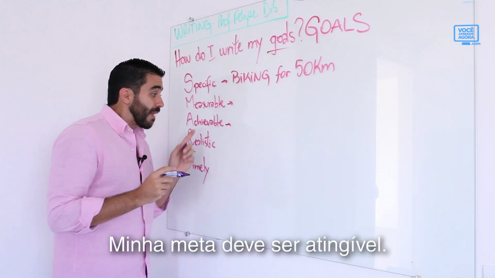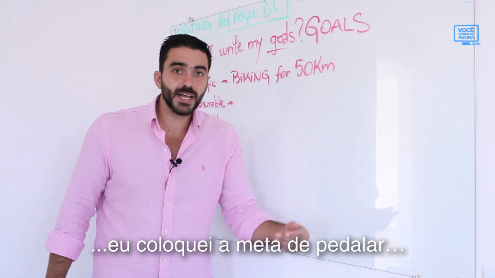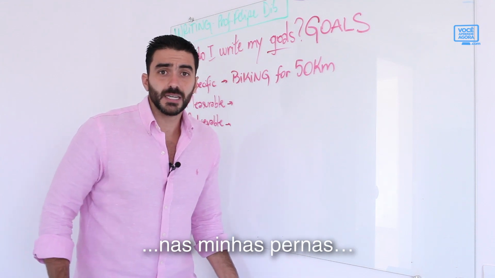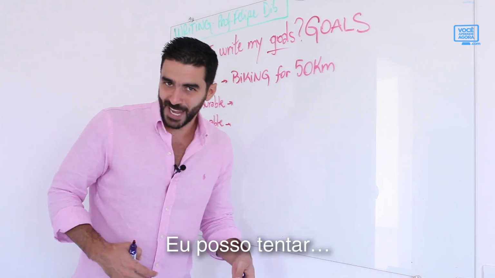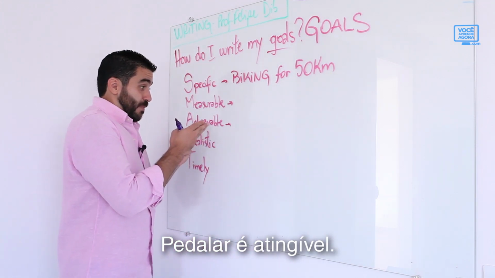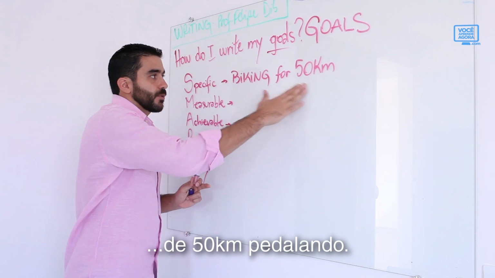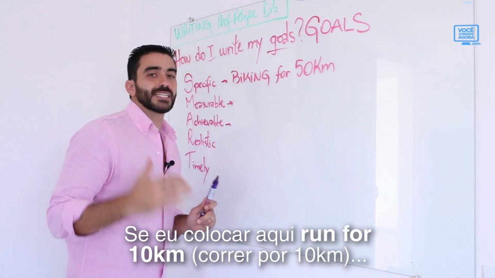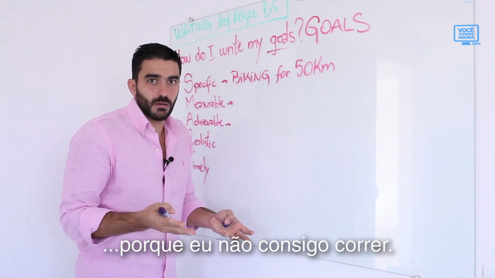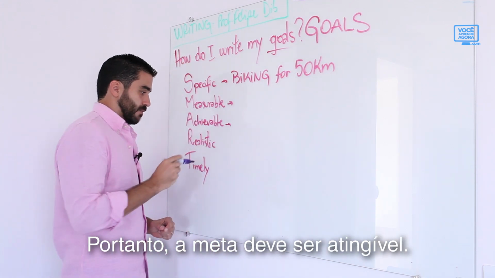Achievable. My goal must be achievable. In my case, I set the goal of biking because I cannot run. I have a lot of surgeries on my legs and I can't run. I can try, but I can't run. So biking is achievable. It's possible for me to achieve a goal of 50 kilometers biking. If I put here, run for 10 kilometers, man, it's not achievable because my legs can't run. So, it must be achievable.